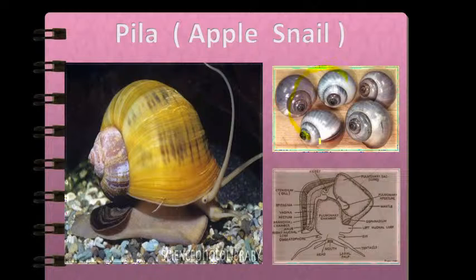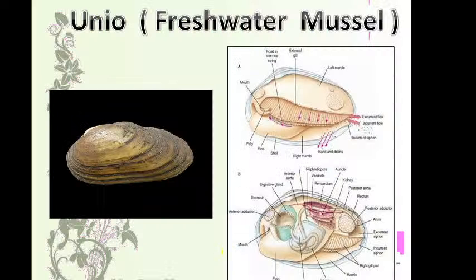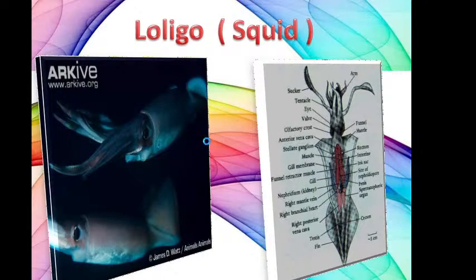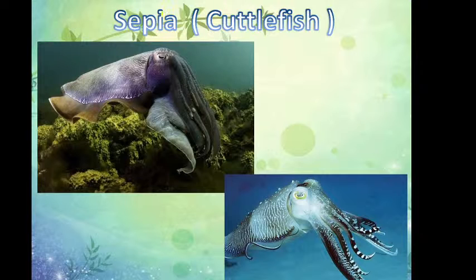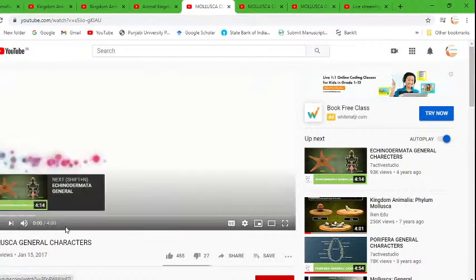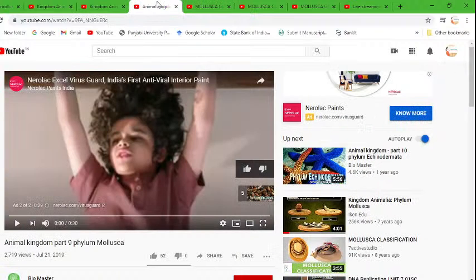So this is pila, or you can say apple snail. This is unio. This is octopus. You all know about octopus. This is the cuttlefish, or you can say sepia. Let me show you the video. Then you will be able to get it. I am just showing you the video. By it you are able to get it. So this is the phylum Mollusca.